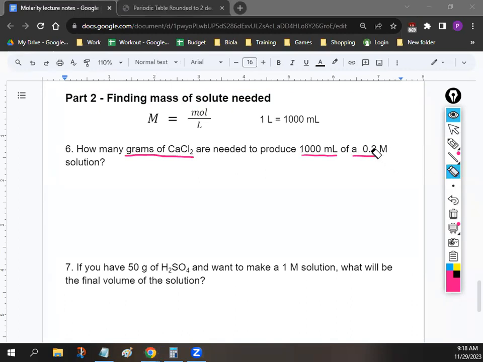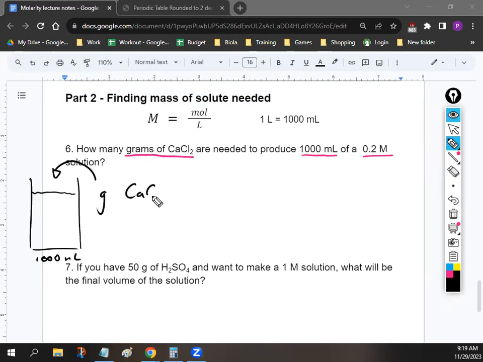Okay, so those are the 3 things that we're looking at. We're looking for how many grams of CaCl2 we need to produce 1,000 mils of a 0.2 molarity solution. If we were doing this in real life, we'd have a container, and we want the solution to be 1,000 milliliters. We're basically asking how much CaCl2 we need to weigh out in order to make this solution 0.2 molarity. That's pretty much what we're trying to figure out.